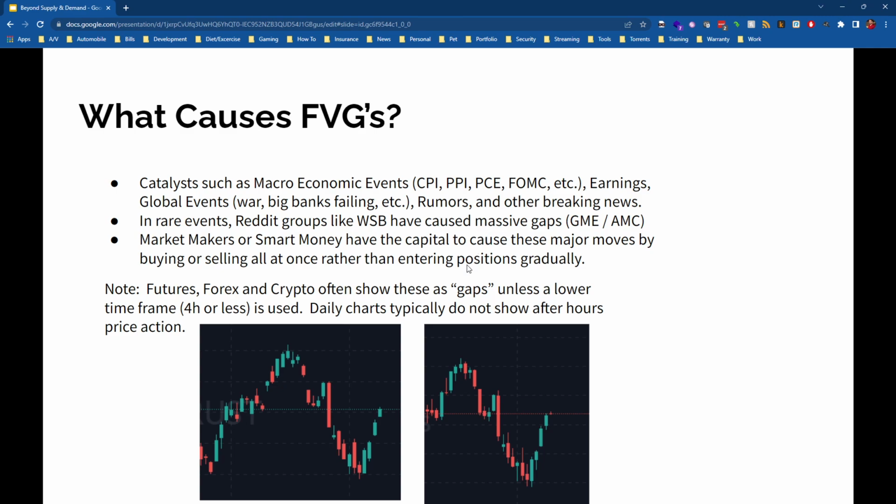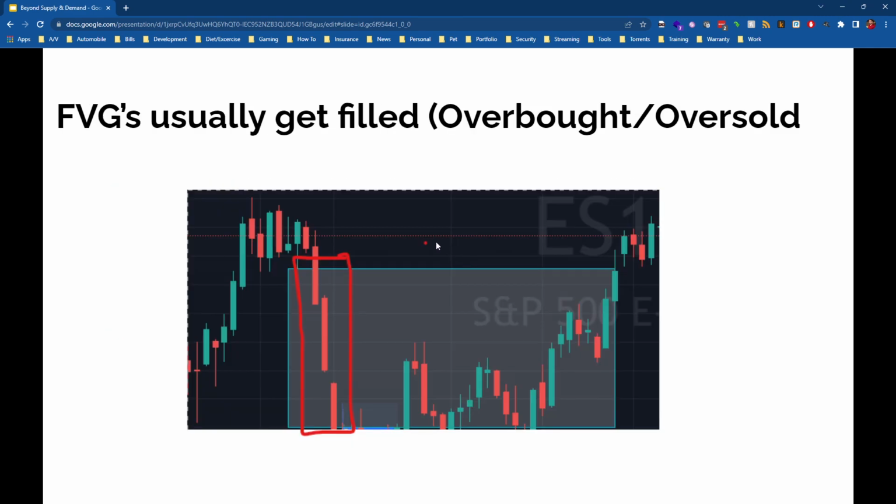So you can call them gaps or fair value gaps. I guess it really depends on the type of instrument that you're trading. So the thing about these is that they usually get filled, and it's not right away. Oftentimes it is right away, but it's not always right away.